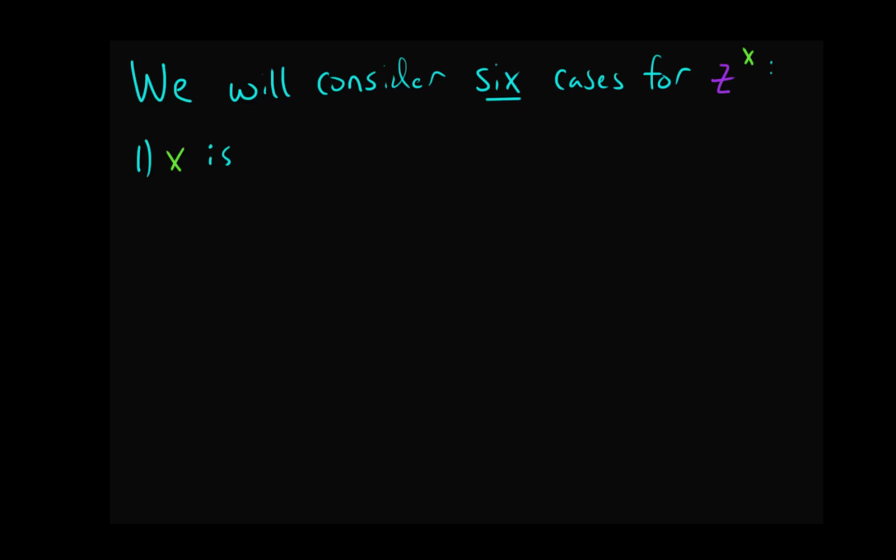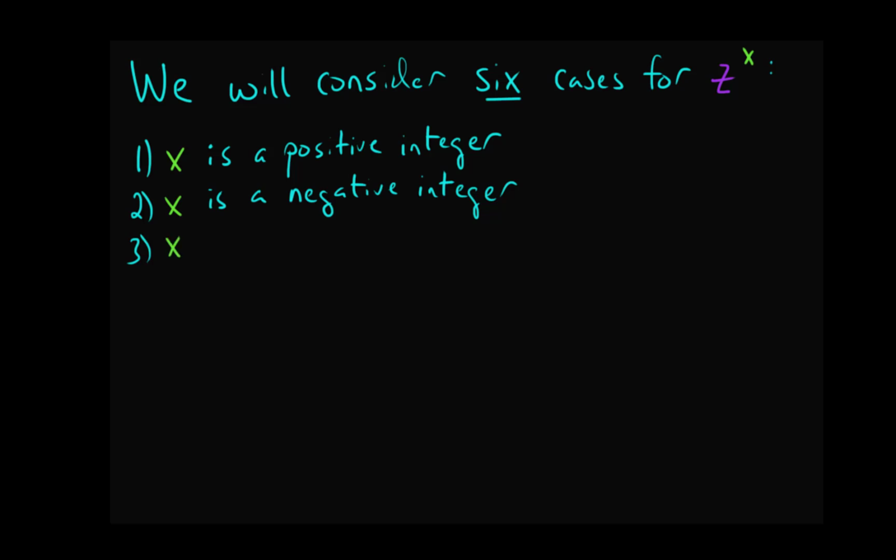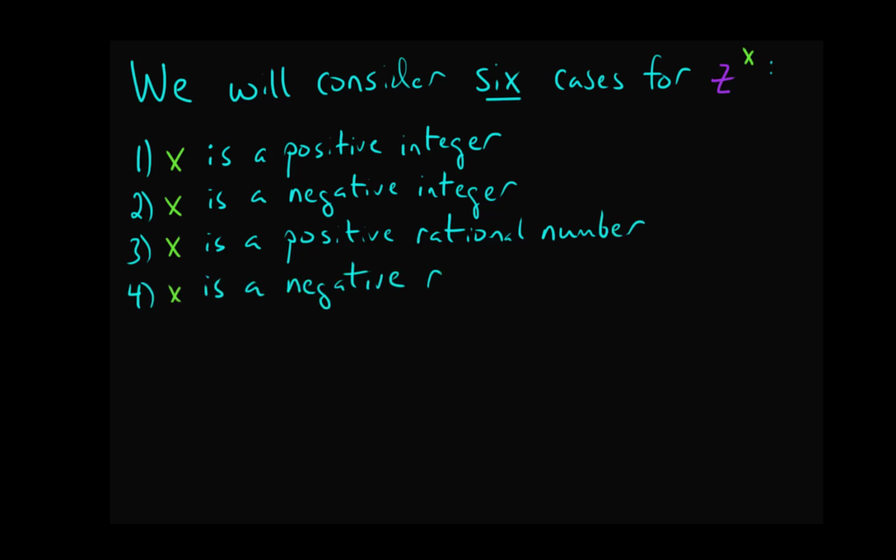The first case is the one that's most commonly talked about. It's the case where x is a positive integer. The second case will be where x is a negative integer. And we'll see that that changes the behavior of the function. Our third case will be where x is a positive rational number. The fourth case will be where x is a negative rational number.